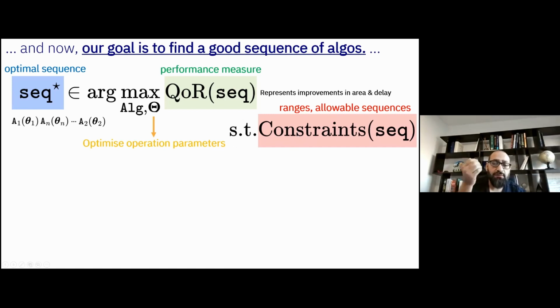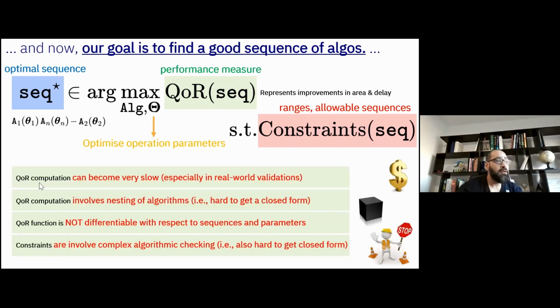And of course, we have certain constraints. These constraints are, for example, allowable ranges of the sequences and the parameters. Not all sequences are okay, and not all parameters are okay. So now my goal is, I give you this AND inverter graph, and you need to find the sequence of operations on that graph and the corresponding parameters of each operation such that you maximize this quality of results and you meet the constraints. So what is the difficulty of this issue?